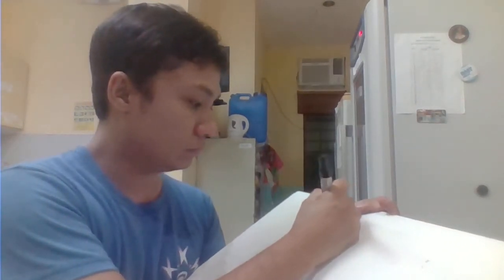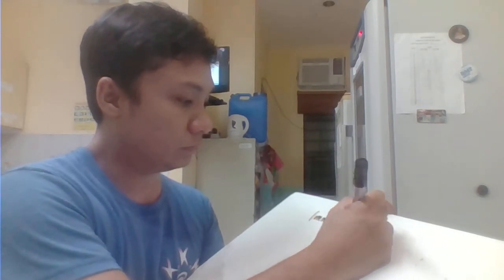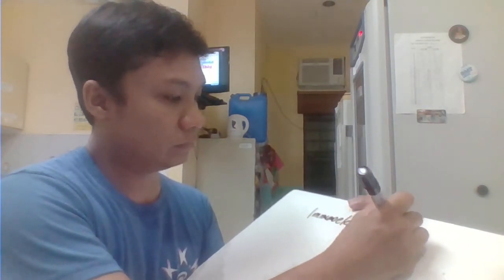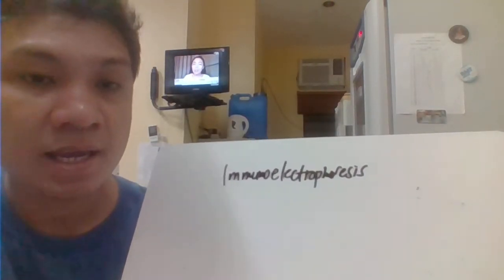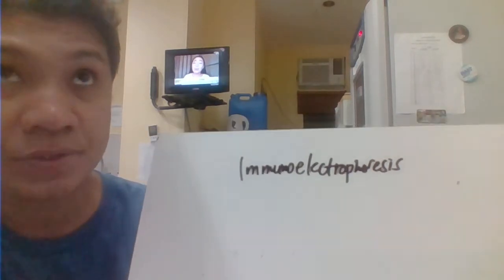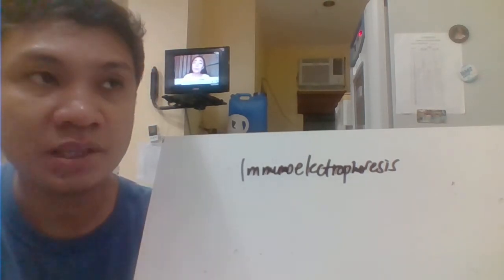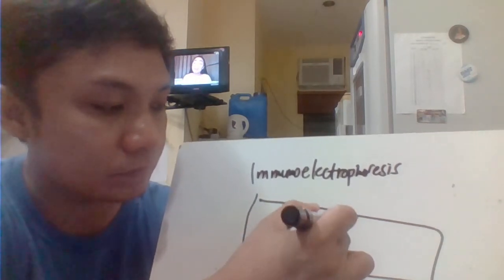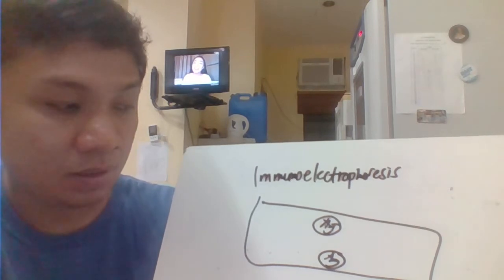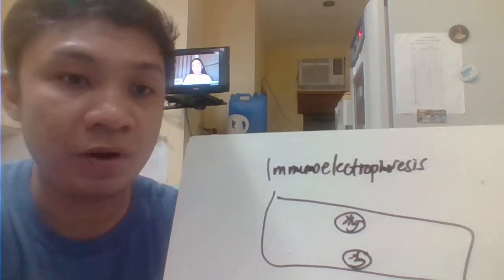Okay, the next one, we have your immunoelectrophoresis. Okay, your immunoelectrophoresis is considered to be two-dimensional and it's also linear. Two-dimensional because both your reactants try to move, your antigen try to move, your antibody try to move. It's being set up, we have here your antigen well, where you try to put your antigen. Lalagyan mo siya ng antigen from your sample.